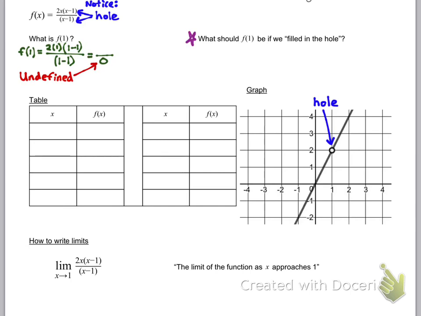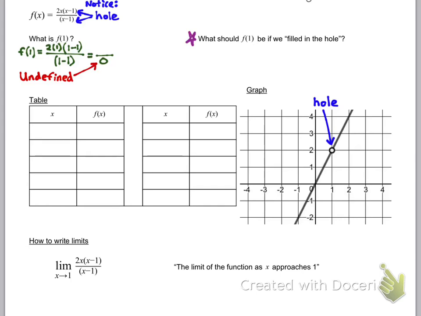Now, even though the function does not exist at (1, 2), if you look at the graph, you can see that if we were to fill in the hole, if we were to plug it in, then we would totally get the y value of 2. But the problem is there's no way for us right now to figure that out algebraically because you try to plug in 1 and you don't actually get the number 2. Well, this is where limits come in.